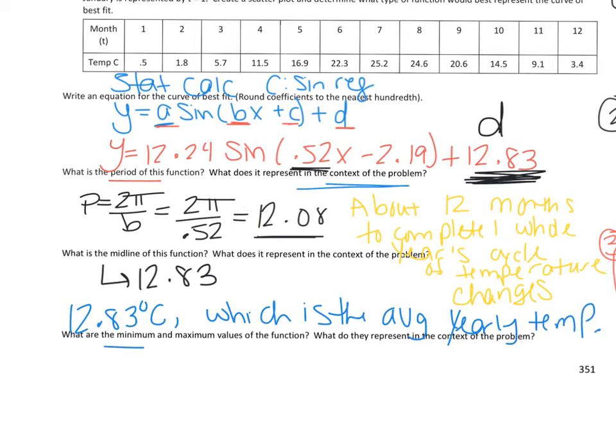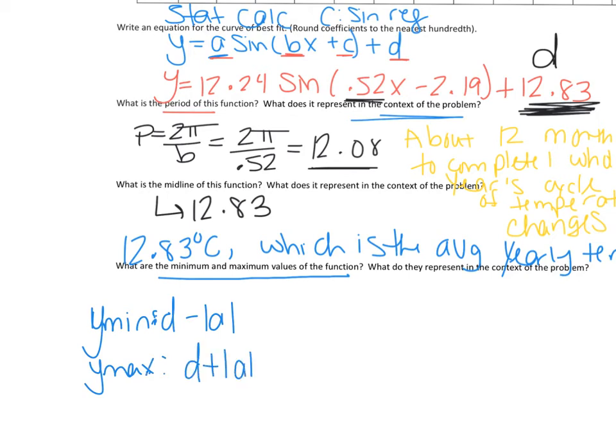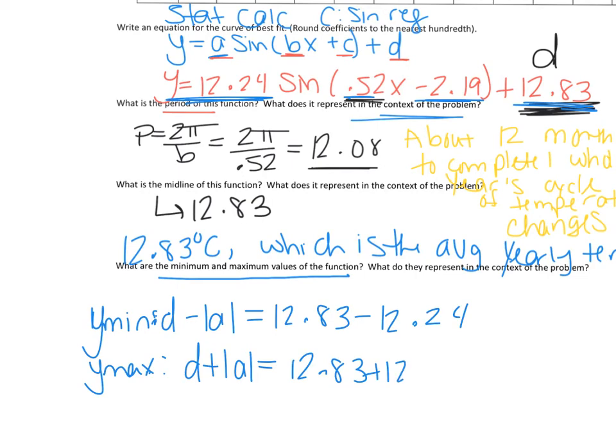The last question they ask is what are the maximum and the minimum values of the function and what do they represent in context of the problem. So to get your max and min, remember you use D minus the absolute value of A for the y min, and the y max is D plus the absolute value of A. So I'm going to have 12.83 minus 12.24, which is my A value, up here, A, B, C, and D, and 12.83 plus 12.24. So these are going to give us my max and min values of temperature.